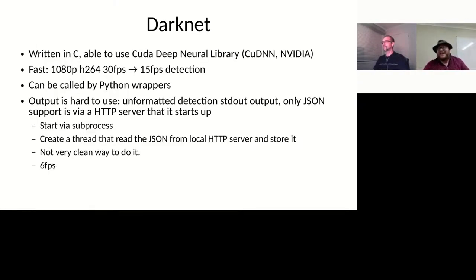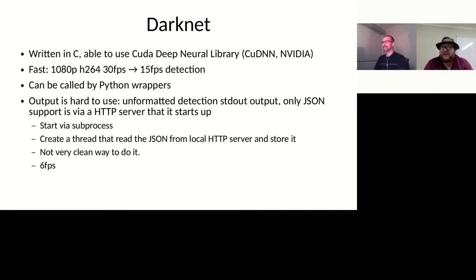Now, I started looking at Darknet to start off with because it uses the CUDA Deep Neural Net Library written in C and CUDA. It's fast: 1080p, H.264, 30 frames per second video, and I'm getting 15 frames per second detection. So it's half real time, which is still pretty good, and that's with a GTX 1050 Ti, a video card from about two generations ago. So it's quick. I haven't had the chance to run it on a Titan 5 or even better, a Titan X. I'm pretty sure you could do better than real time on those.